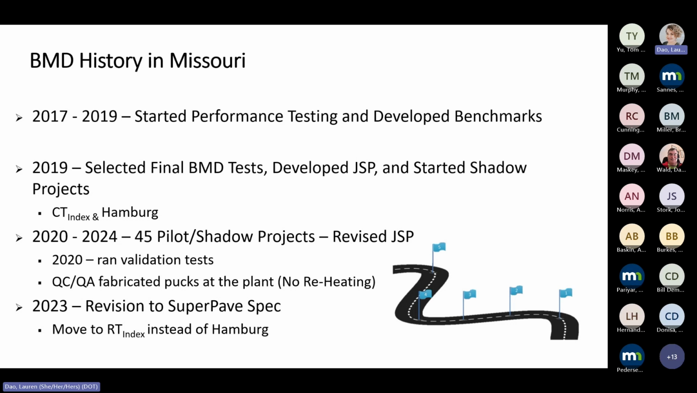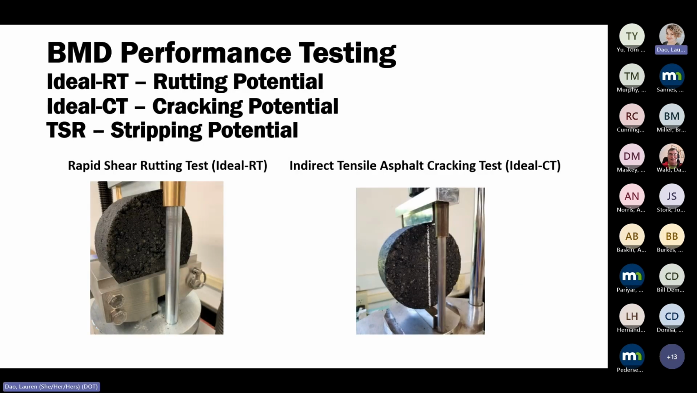So we're doing plant produced specimens as well as the long-term aging just for information only, but we're currently working on specs that are incorporating balanced mix design into our Superpave spec, combining them. We decided on the IDEAL RT for rutting and the IDEAL CT for cracking, and keeping our TSR, of course, for stripping.